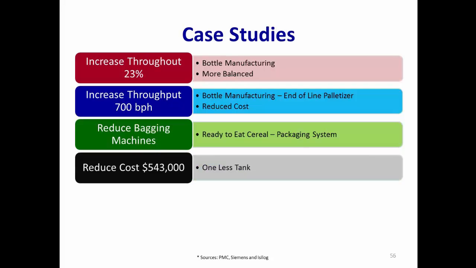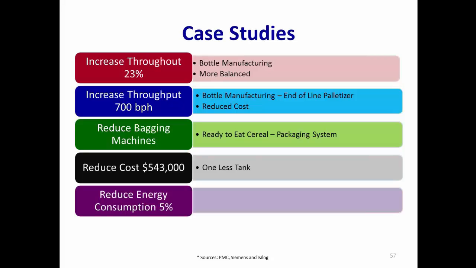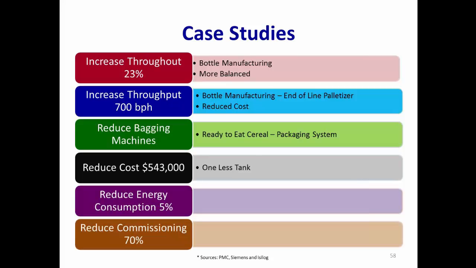In another case, simulations showed that the desired throughput could be met using one less tank, and cost was reduced by $543,000. After playing what-if games with various system configurations, another simulation resulted in reducing energy consumption by 5%. You may recall that PlantSim can also connect to PLCs to optimize control logic before implementing it on the plant floor. One food and beverage simulation included such virtual commissioning, resulting in a 70% commissioning savings.